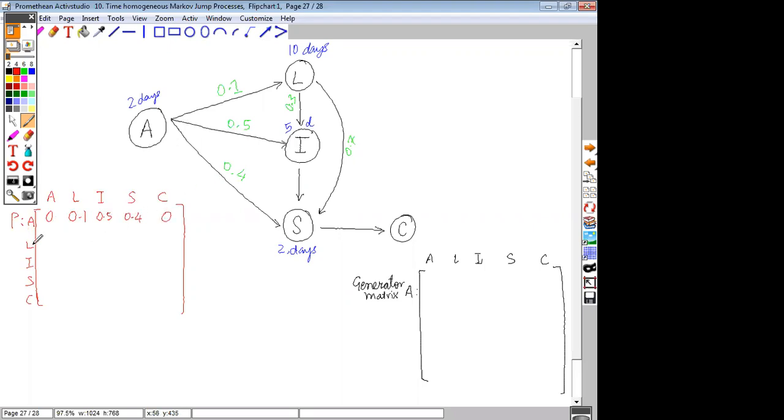Okay, now we go to L. L to A is 0, L to L is 0, L to I is 0.3, and L to S is 0.7, and this is again 0. And now if you're at I, there's only one chance that you'll go to S. Rest everything is just 0. And if you're at S, you only go to C. Okay, so now this is your transition probability matrix.